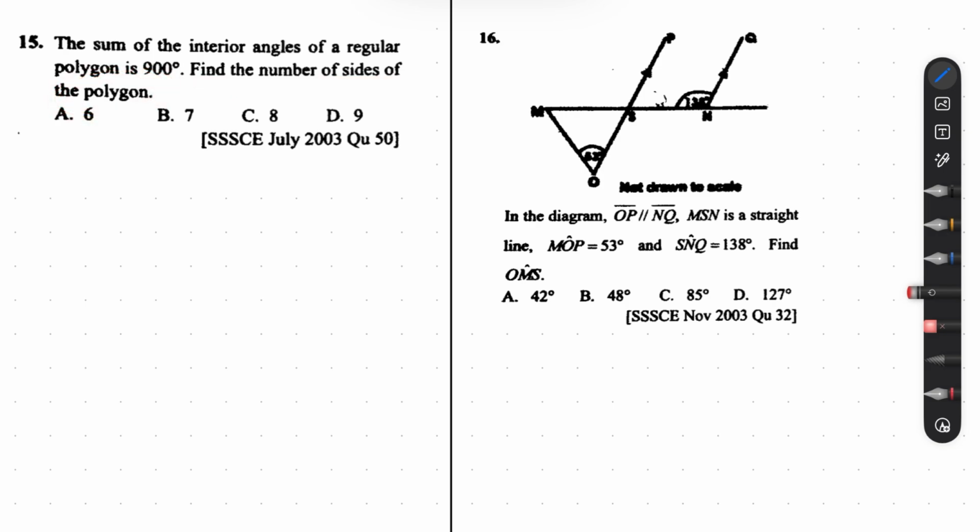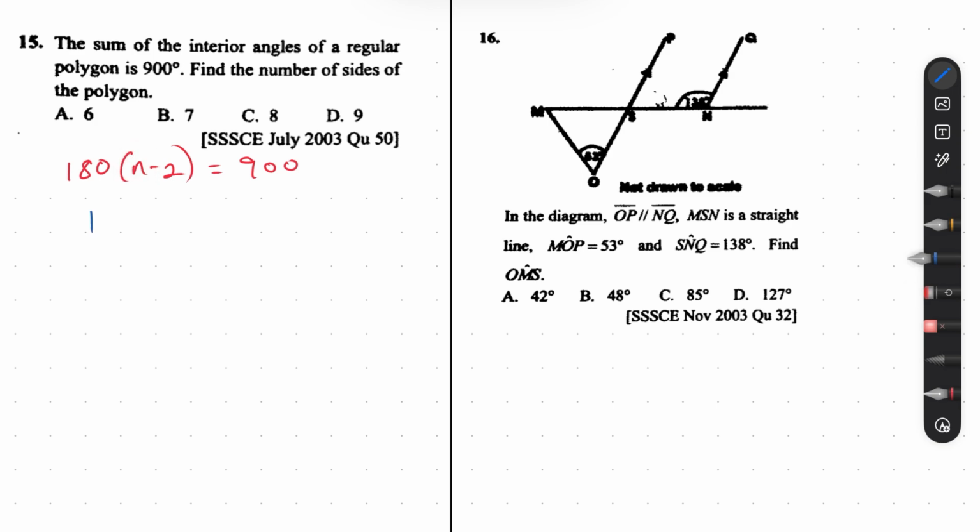So what's the formula for finding the sum of interior angles of a regular polygon? The formula is 180(n minus 2). This is the formula for finding the sum of the interior angles of a regular polygon. So now it says the sum is 900, and we need to find the number of sides. So that means we need to equate this to 900, then we find the value of n.